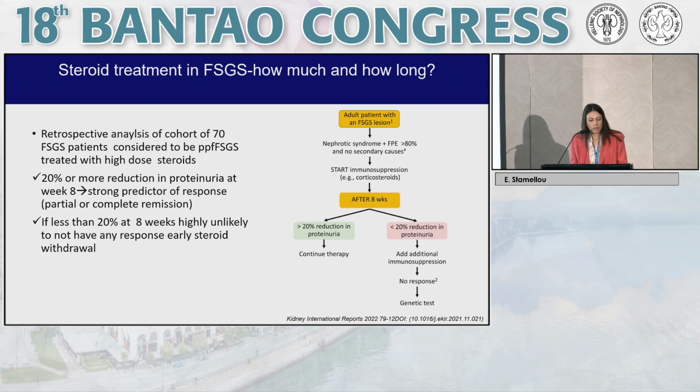The researchers found that patients who had more than 20% reduction in proteinuria had a strong predictor of response, partial or complete remission. But the patients who had less than 20% reduction were less likely to respond. So it is suggested to reevaluate the patient at 8 weeks and see how much reduction in proteinuria we have. And if the patient has less than 20%, maybe add additional immunosuppression, change the immunosuppression, or consider genetic testing.